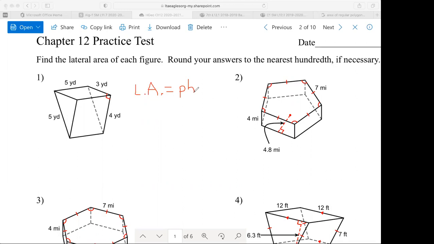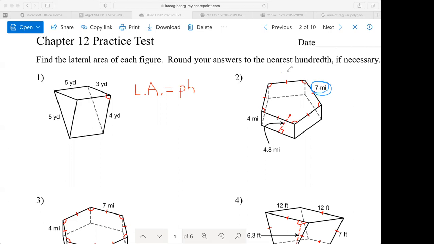Lateral area has nothing to do with the base. It's the sides. All the sides are rectangles. So we need to calculate the perimeter. In blue here, look, 7 is one of the sides of the base. And the perimeter would be all of the sides of the base added together. So it's saying this is a regular prism here. It's saying that one side is 7.